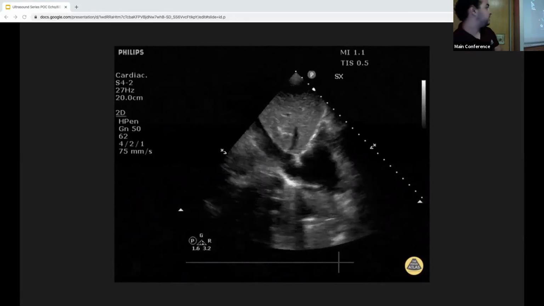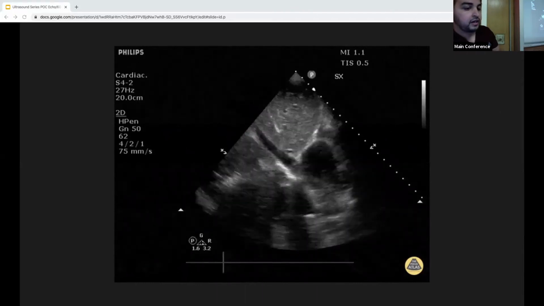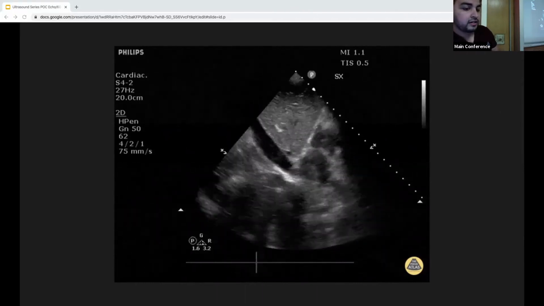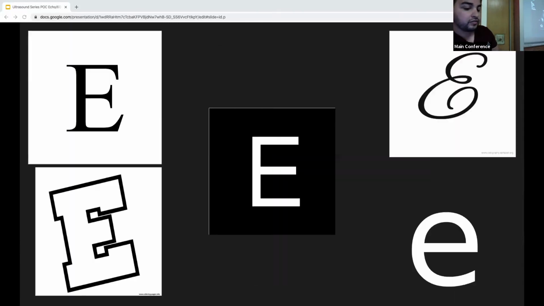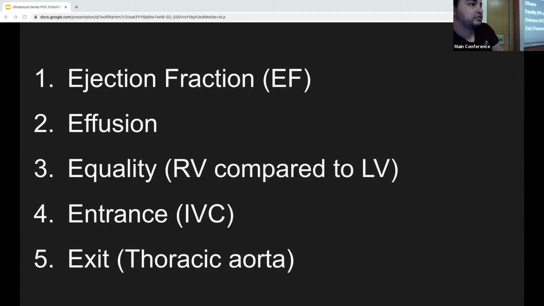All right, so now that we know the four views of ultrasound and their anatomy, we'll go into why they matter and what we're looking for. So we're going to go into the 5 E's of pathology of echo. This will just be a helpful reminder of what you're looking for if you remember what the 5 E's are. So first E is ejection fraction. So we want to assess what the patient's ejection fraction looks like. Do they have an effusion? Is that effusion worrisome? I'll show you some measurements that you can do.